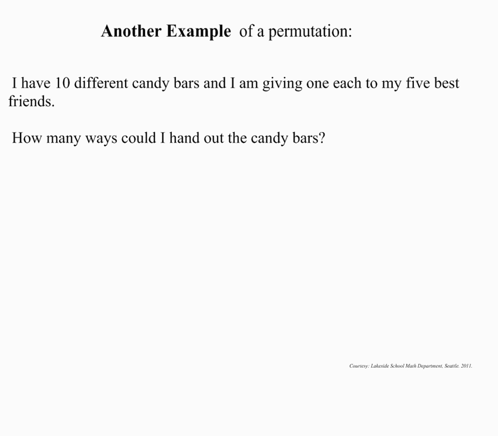Let's look at another example of a permutation. Let's say I have 10 different candy bars and I'm giving 1 each to my 5 best friends. How many ways could I hand out the candy bars? Well, I'll set up those 5 people that I'm going to hand them out to. Then I have 10 ways for the first one, 9 for the second one, 8 ways for the next one, 7 ways for the next one, and 6 ways for the next one.